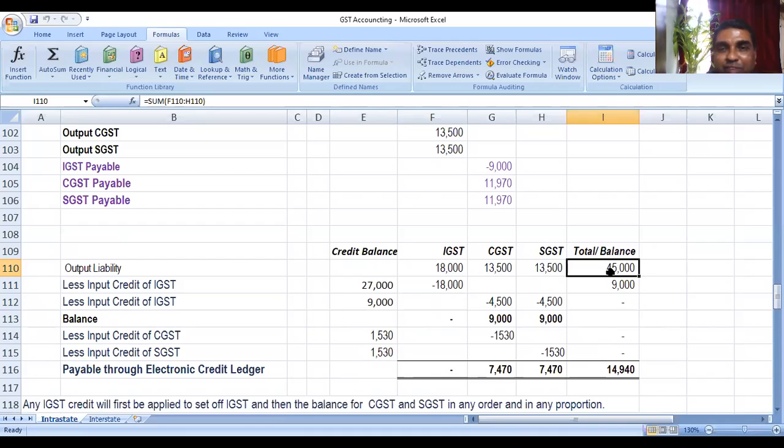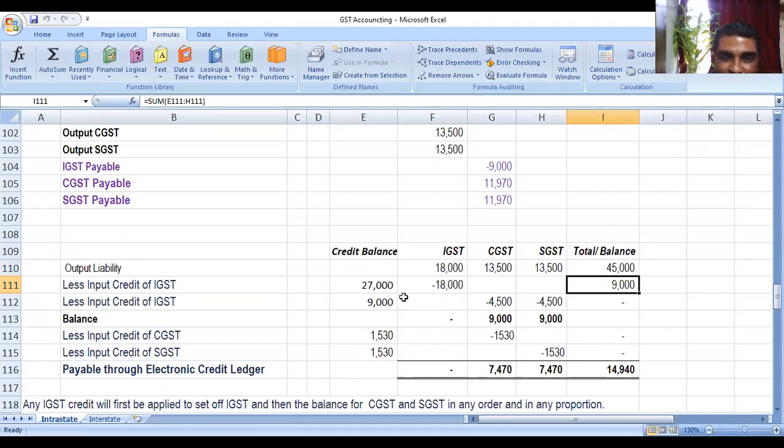So first I will be utilizing IGST. My IGST balance is 27,000. My IGST liability is 18,000. So first 18,000 will go here. Remaining balance is 9,000. Is it clear? IGST money is gone, with a balance of 9,000.